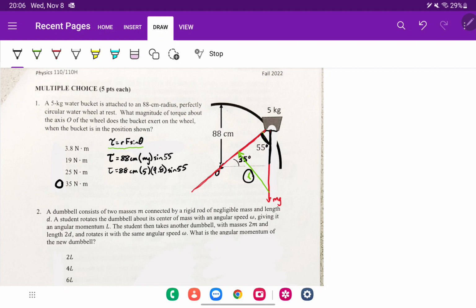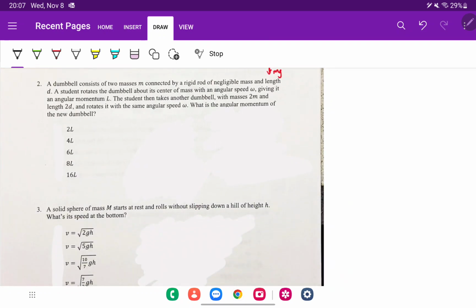So if there were an answer choice to circle there, this is our answer to this question. Okay, moving on. Question 2.